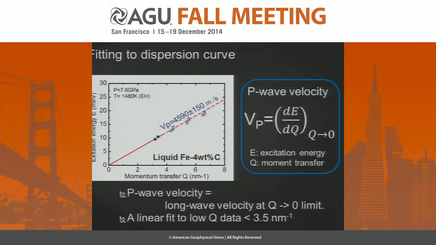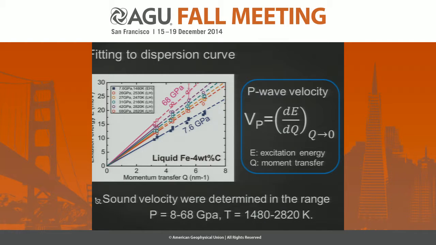So our target P wave velocity is the long wave velocity, meaning the gradient of the excitation energy over momentum transfer at the Q to 0 limit. To determine the P wave velocity, we fit a linear curve to only the low Q data below 3.5 inverse nanometers, because in the higher Q range, unexpected dispersion curvature was sometimes observed.